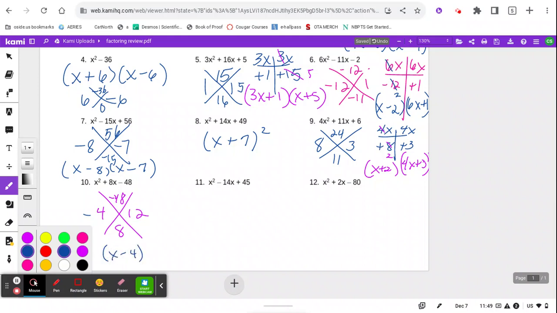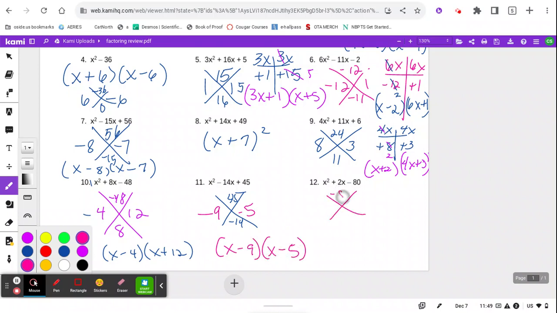This one has a coefficient of just 1, invisible 1 right here, so it's just x minus 4, x plus 12 are my factors. What times what makes 45 and adds up to negative 14? You got it, 9 and 5, and they both need to be negative. I think this was actually a test question on the last test. And then what times what makes negative 80 and adds up to 2? Hopefully you got the 8 and the 10. Needs to be 10 minus 8 in order to give us positive 2 in the middle. So this is the x minus 8, x plus 10.